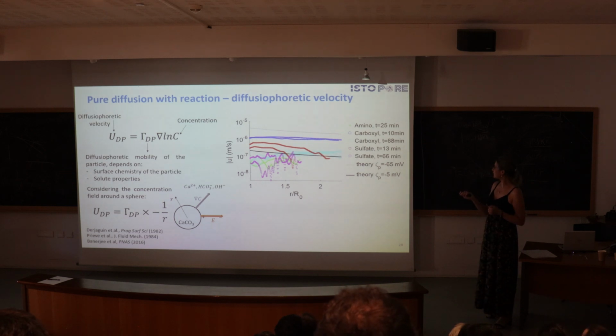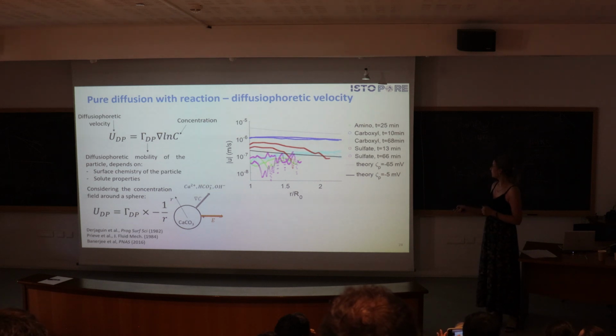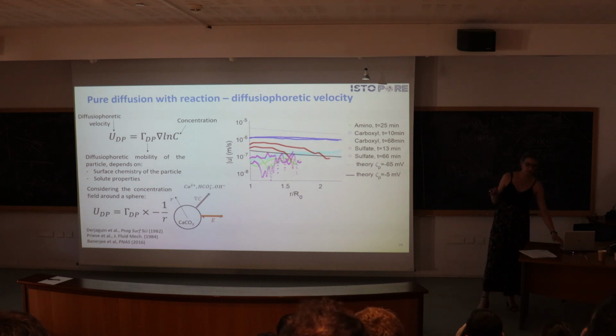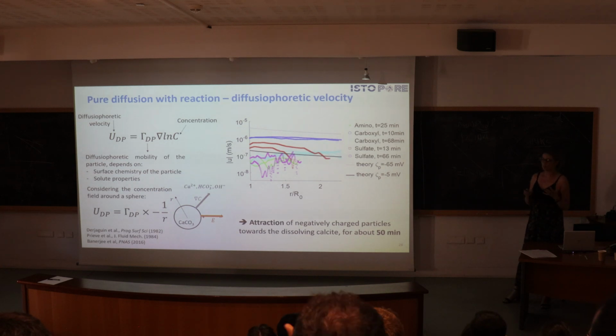And then the blue and the red are what we measure for carboxyl-coated particles and for sulfate-coated particles at the beginning of the static experiments. So we are in the range of diffusophoretic velocity, with velocities that decrease when we go away from the calcite. And then after some time, the velocity is negligible, so we have diffusive behavior. So it shows that it's diffusophoresis that drives our particles towards the calcite, and that when we have no flow, it lasts for about 50 minutes, and then we have no more reaction and no more diffusophoretic effect.